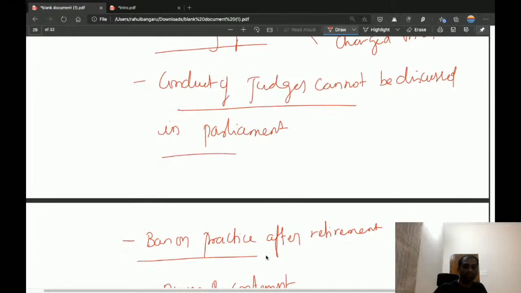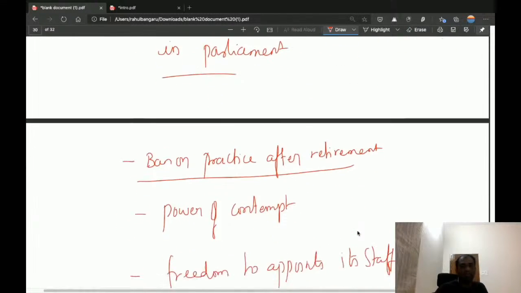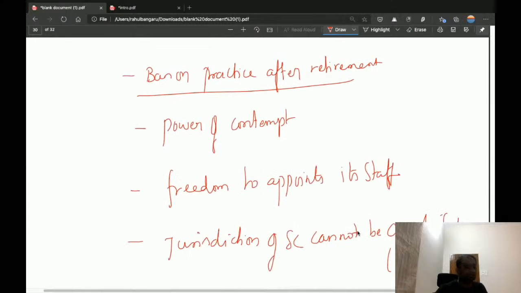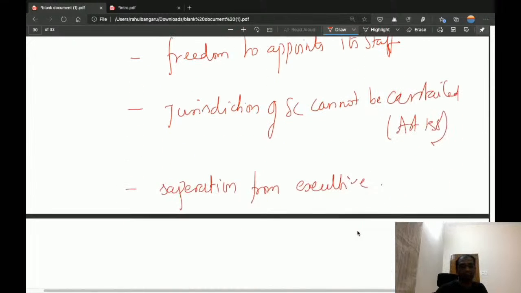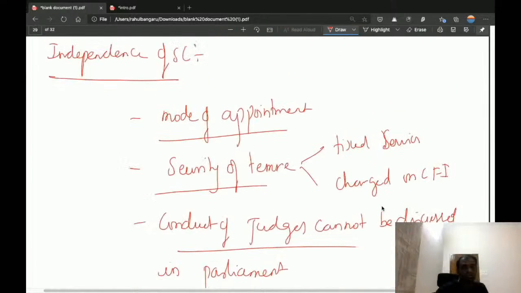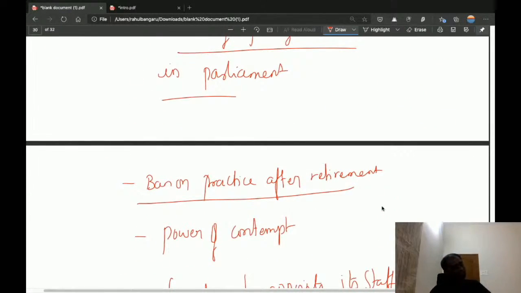Okay, and there is a ban on practice after retirement. Okay, and then there is power of contempt given to Supreme Court, the freedom to appoint their own staff, and then the jurisdiction of Supreme Court cannot be curtailed by the Parliament according to Article 138, and the separation from executive. Okay, so all these are provisions which are given to ensure the independence of Supreme Court.